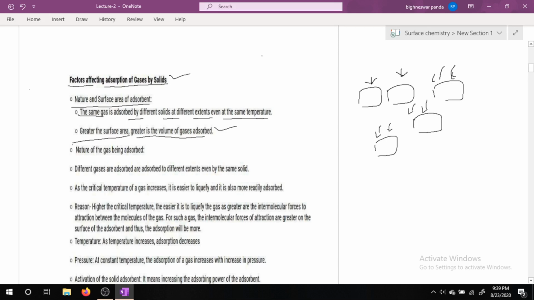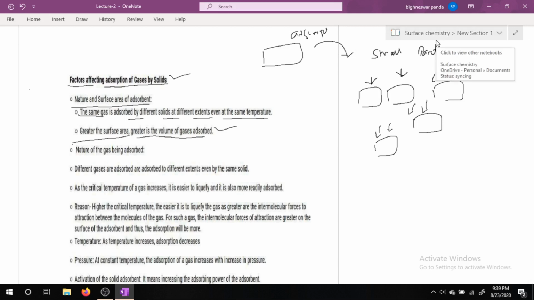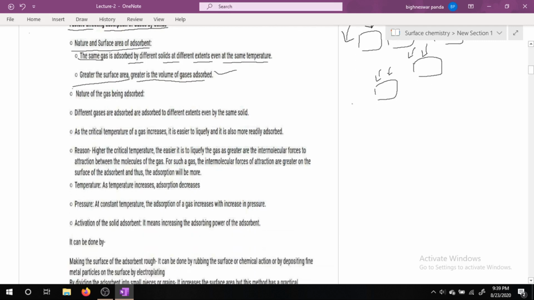Simply, if I take a block of solid and consider adsorption, and then I break the block of solid into small parts and consider the adsorption, in which case is the adsorption more? If I break the solid into small parts, then the adsorption will be more. So greater is the surface area, greater will be the adsorption.